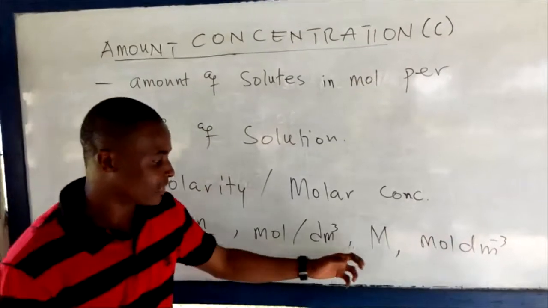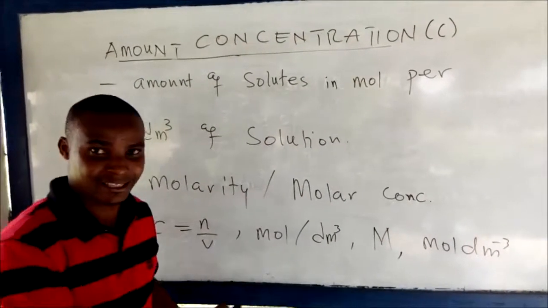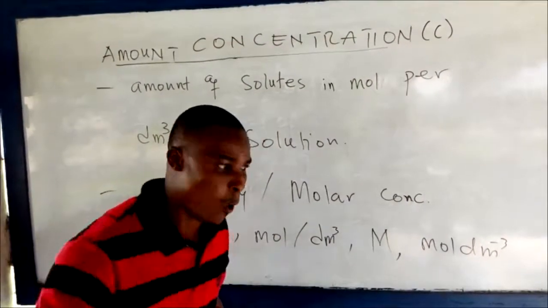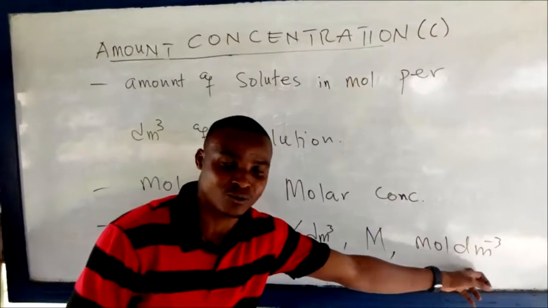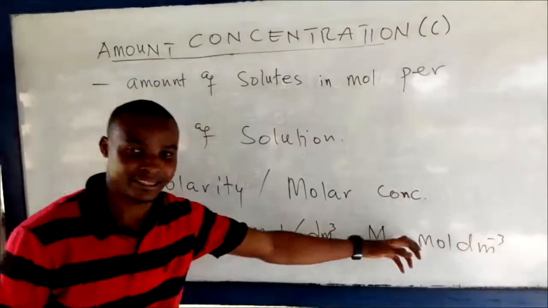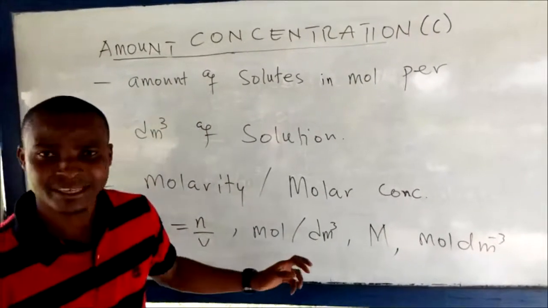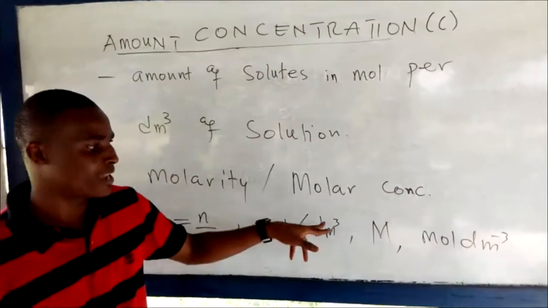So you may either write it like this, mol with a slash dm cube, or you may write it like this. If you are writing it like this, please take note of the difference between the first one and the third one. If you are writing it mol per dm cube with a stroke, you don't bring a negative sign.